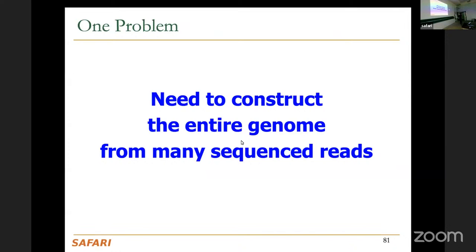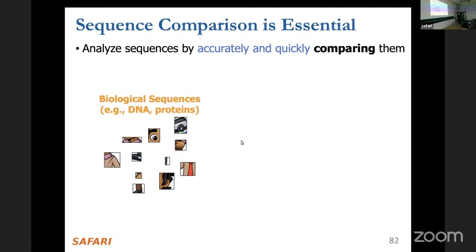So we have fragmented data, and we need to construct the entire genome from many sequence fragments. For that, sequence comparison is really essential in genome analysis. We want to analyze the sequences by accurately and quickly comparing them. So I like to have this puzzle analogy here.